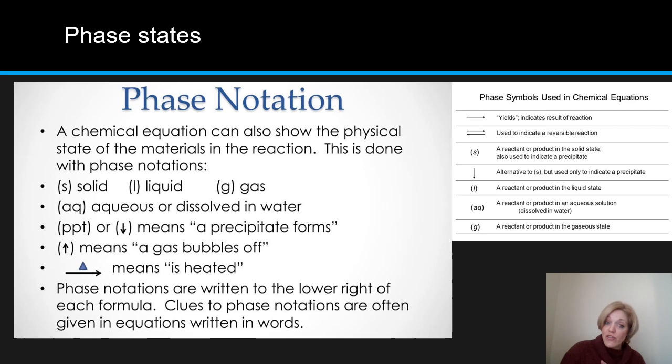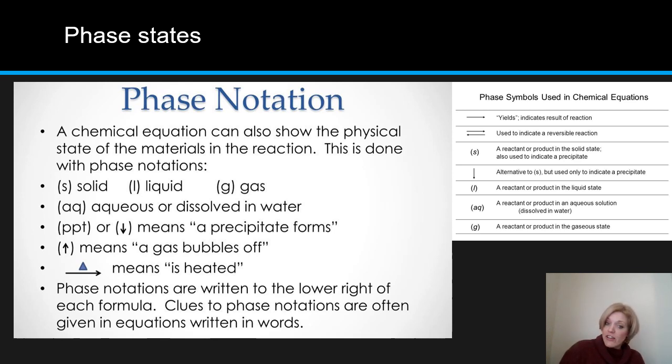So the physical state of the materials in the reaction needs to be noted in italics at the bottom next to the actual compound. So S is solid, L is liquid, G is gas in lowercase. Aqueous means dissolved in water, and then a downward arrow is your precipitate or your solid. Upward arrow, once again, means that gas is formed. And then as soon as you see that delta sign, what is that? That means that it must be heated for the reaction to take place. The phase notations are written in the lower right of each formula.